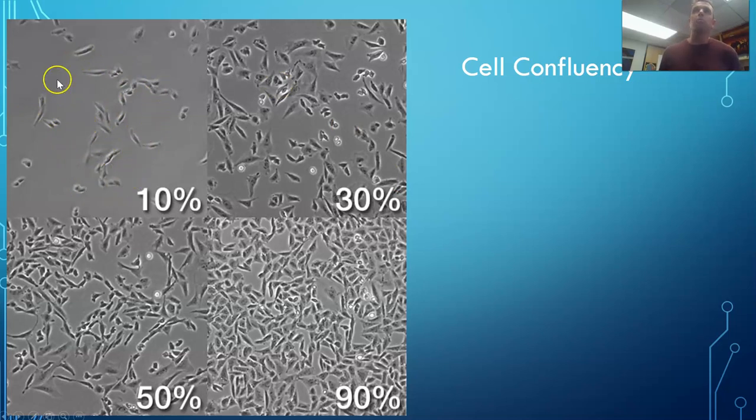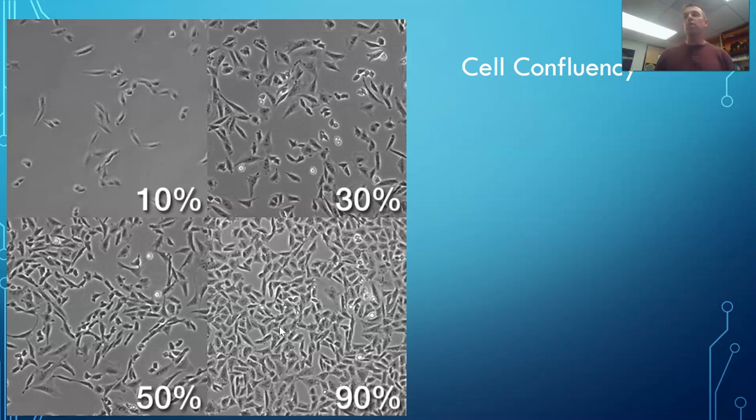Only about 10% of the bottom of a flask has cells on it. Then a little more confluency, 30%, half confluency, and then you get up to a high level of confluency where these cells are running out of space to grow. And before they get to this point, that's when we need to give them more room to grow.